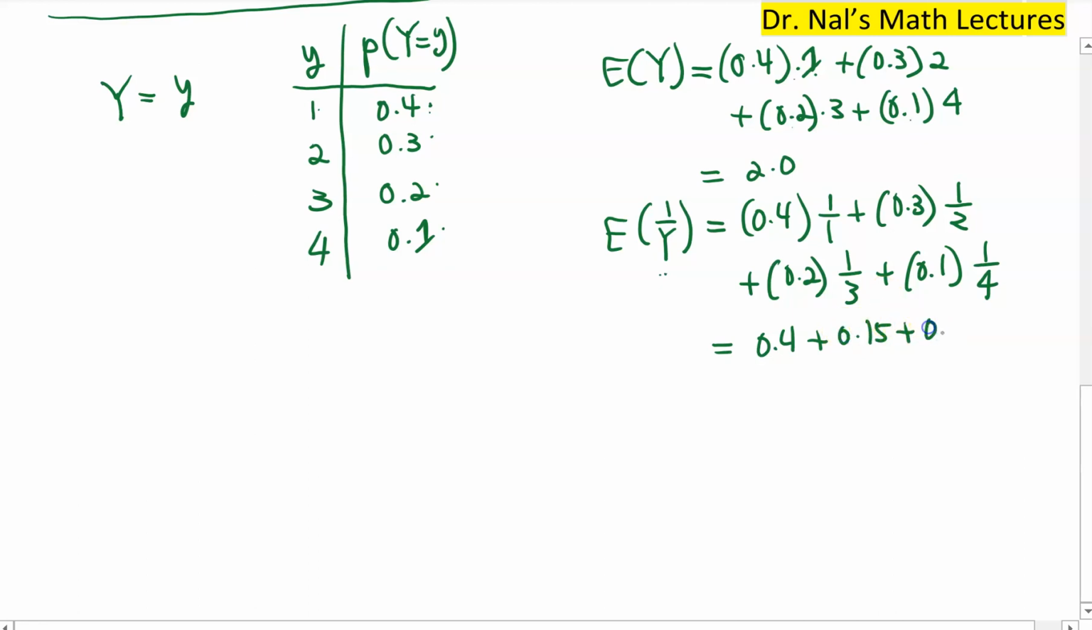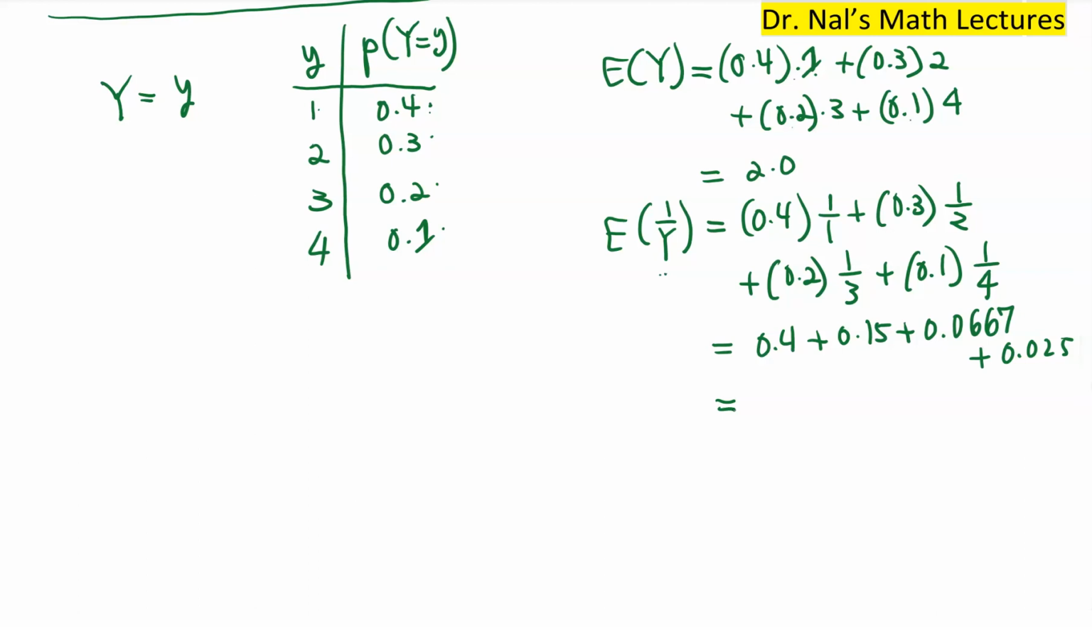0.2, a third of it is 0.067, something like that, I guess, if I'm not mistaken. And the last one, plus a fourth of this one, 0.025. There you go. So if we were to add up all these numbers, that will give us the value for the expected value of 1 over y. Let's calculate it up to 4 decimal places, because even this one was just an approximation, right? So I was kind of lazy.